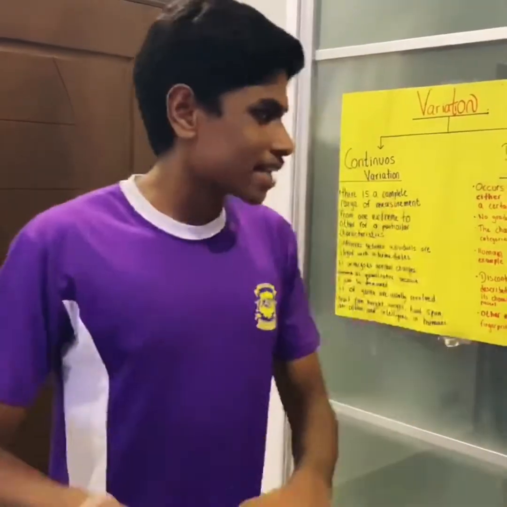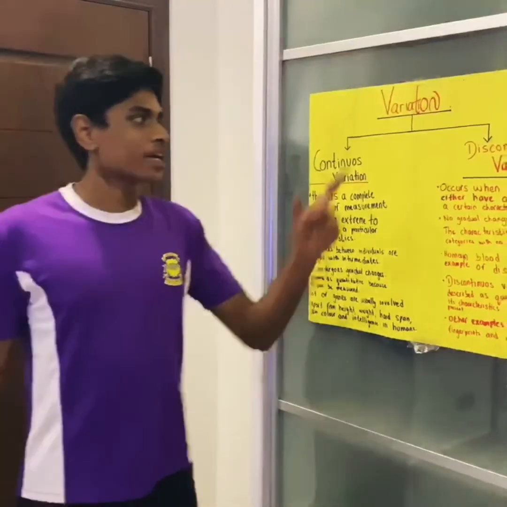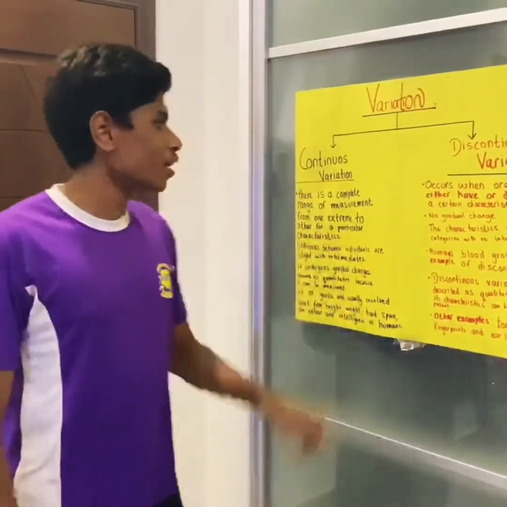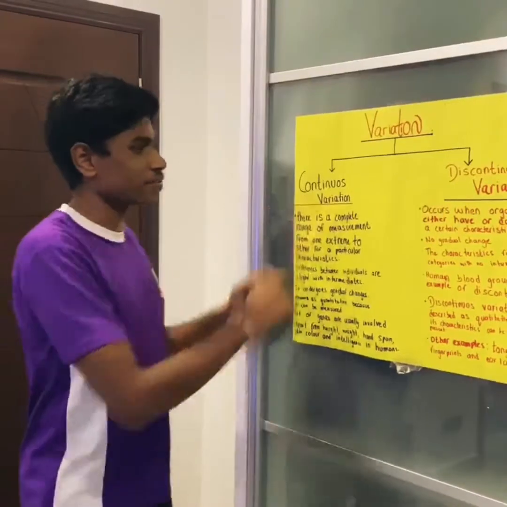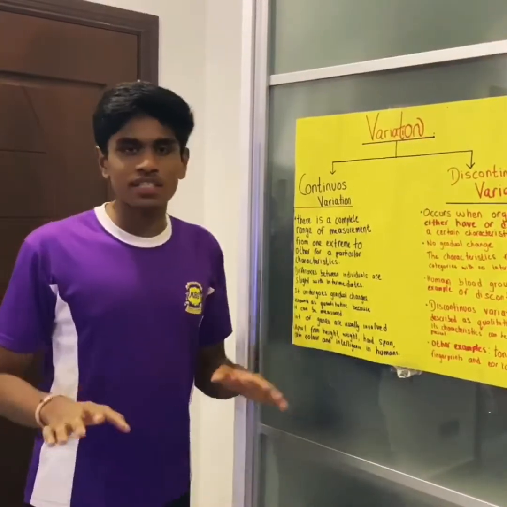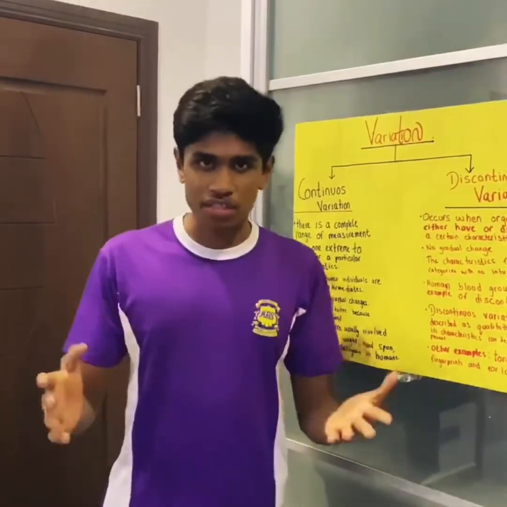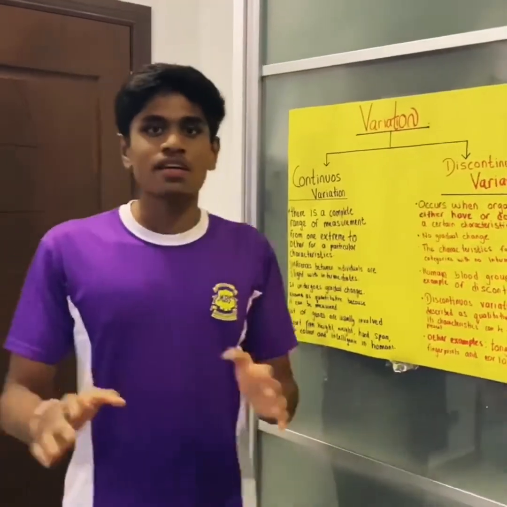Okay, let's study now. In variation there are two types: one is continuous variation, another one is discontinuous variation. Let's go through continuous variation first. Continuous variation is very easy. Just remember that it can be measured. Discontinuous variation is which we can't measure.